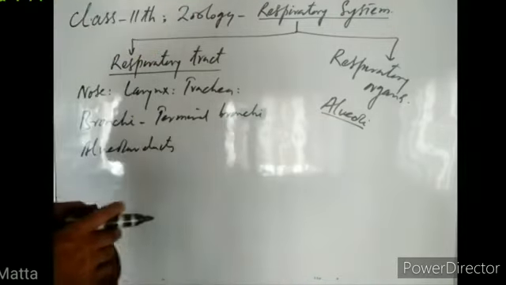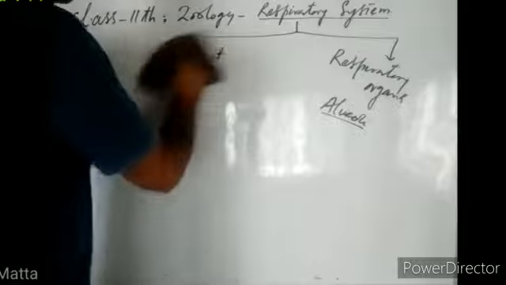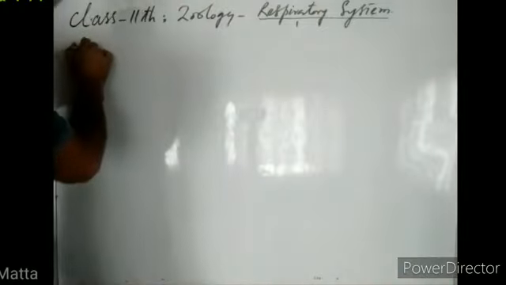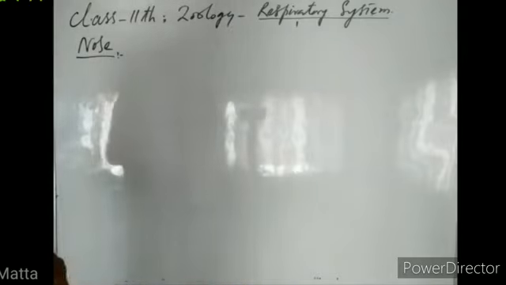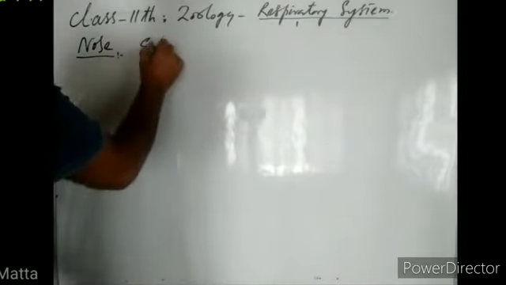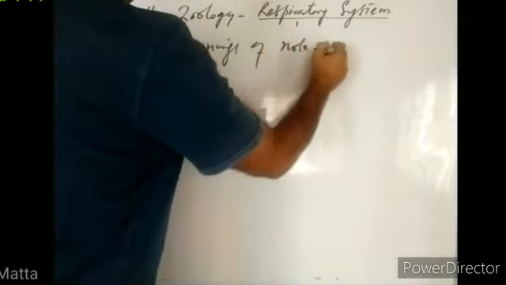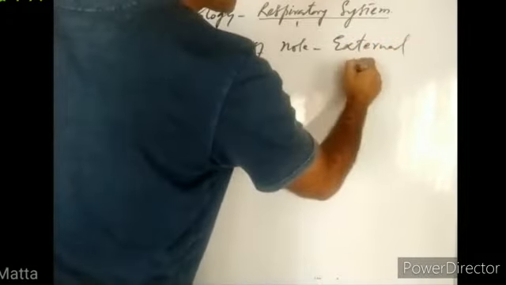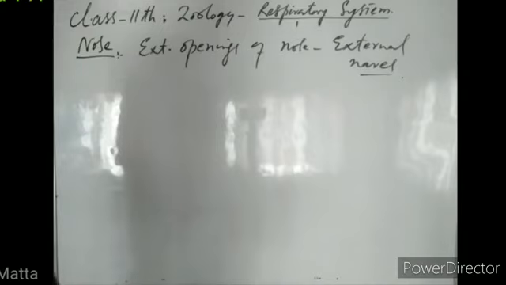First we will discuss this respiratory tract in detail: where it starts and what its components are. The respiratory tract starts from the nose. Our nose is provided with two external openings, known as external nares. So we inhale the atmospheric air through these external nares.